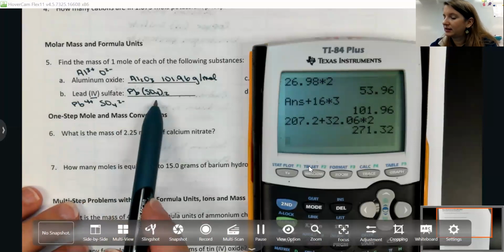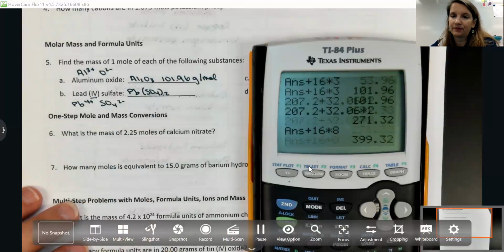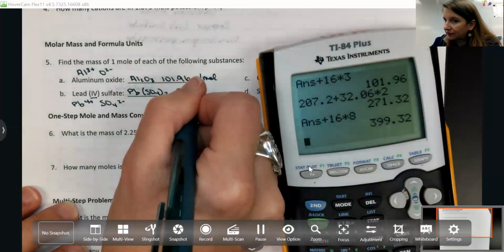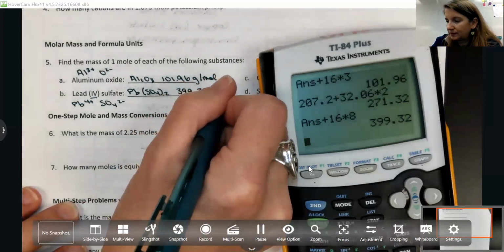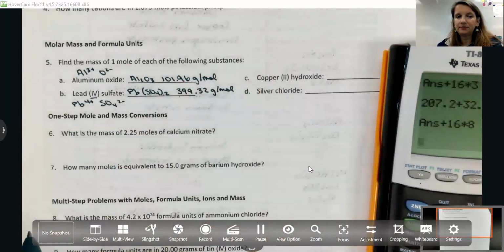And we're going to add that to the mass of 8 oxygens, 16 times 8. So our mass should be 399.32 grams per mole. Okay, and that's how you find your molar masses.